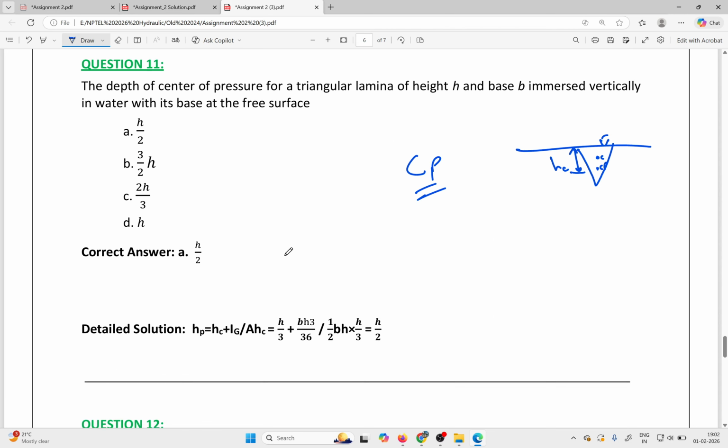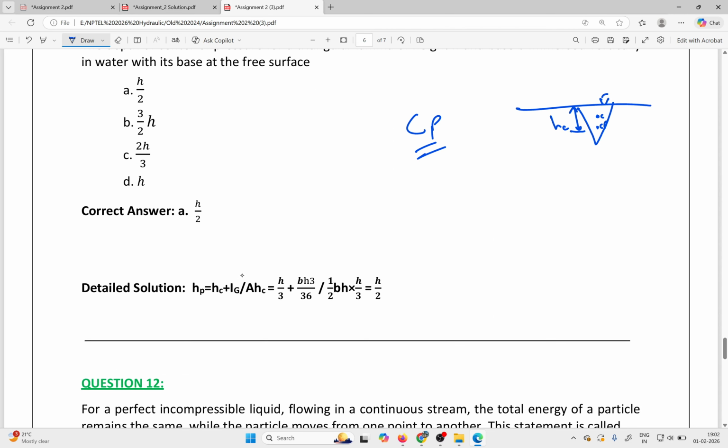How will we calculate it? The very standard formula: HP or SC, you can say, HC is equal to the moment of inertia divided by A times HC, and then you can connect it very well. So this value is the depth of the centroid, which is H by 3 from the base. The moment of inertia about the center is BH cube by 36, and A is half B into H, and the centroid depth is H by 3. So after calculation you will get H by 2.